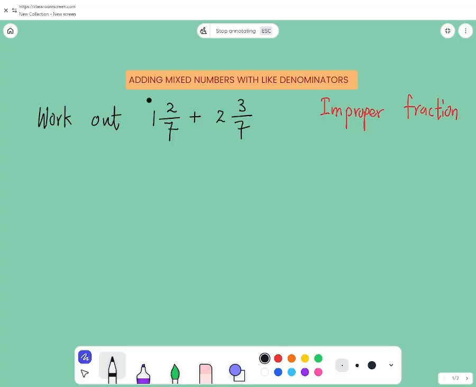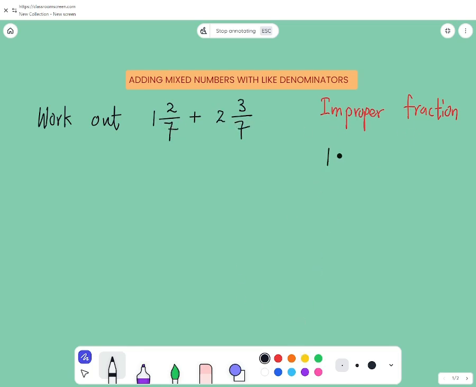Hi, today we are going to talk about adding mixed numbers with like denominators. Example, work out 1 2/7 add 2 3/7. I'm going to use the improper fraction method for this one. So I'm going to convert all these given mixed numbers to improper fractions.